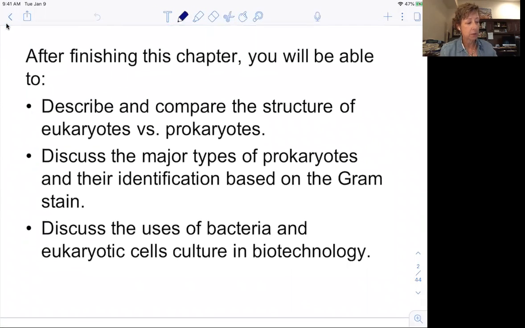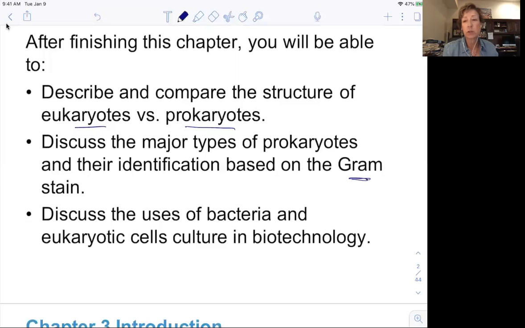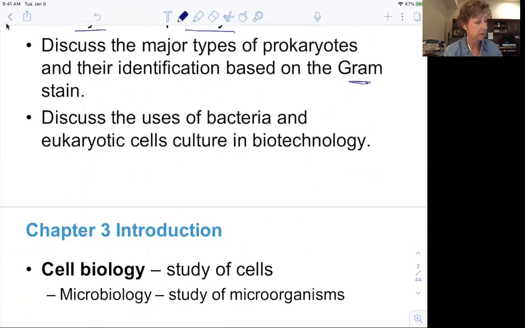So, in this chapter, we're going to be talking about the structure of basically bacteria. So, we're going to really focus on prokaryotes, but we'll also mention eukaryotes in contrast. We're going to talk about the major groups of prokaryotes and how we identify them with a technique called the Gram stain. And then we'll also talk about the uses of bacteria and to some degree, the eukaryotic cells that we'll talk about in biotechnology.